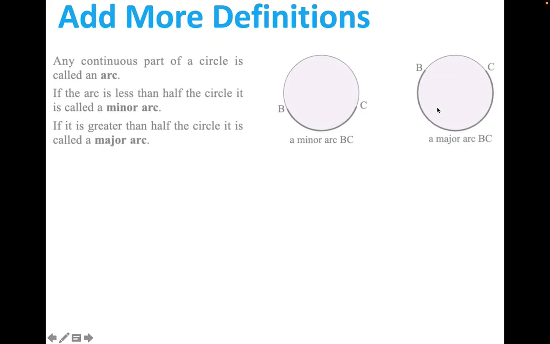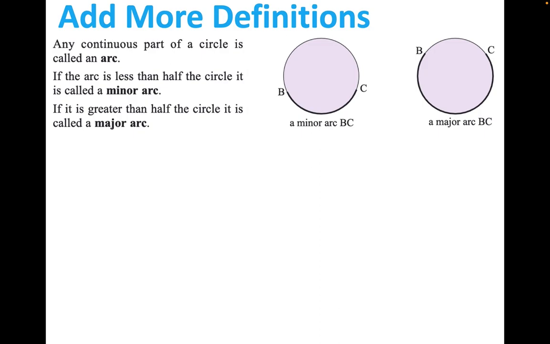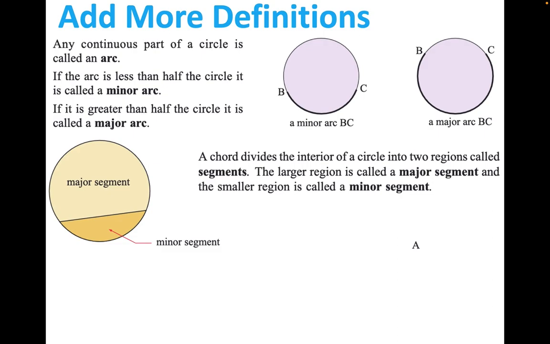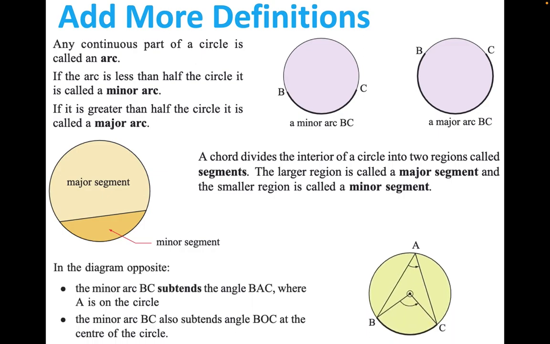Definitions to our study guide. First, add these. In this one, please note the difference between a minor arc and a major arc. A major arc is something beyond 180 degrees. Next, add this one about major and minor segments. And finally, add these definitions here. And this one at the end is the one that's going to be particularly important for what we're doing today. Here we can see this minor arc, BC, subtends the angle BAC.